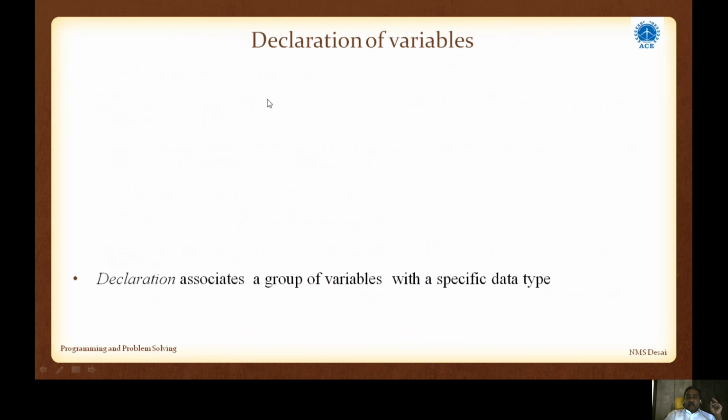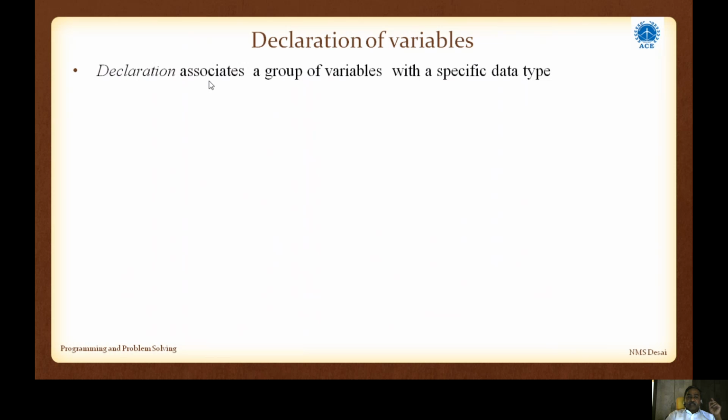We have already seen declaration of variables. Quickly we'll go through that. Declaration associates a group of variables with a specific data type. We have seen int x, char, like that. That is called a declaration. All variables must be declared before they can be used.